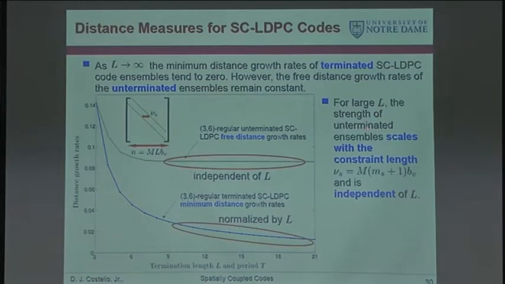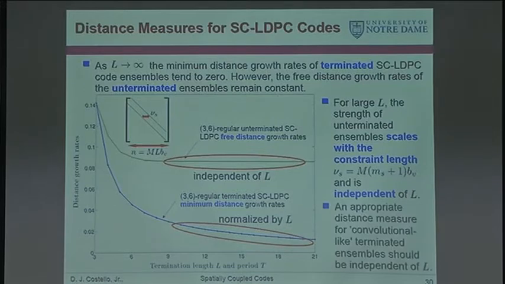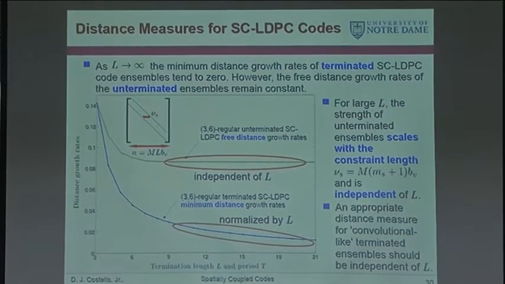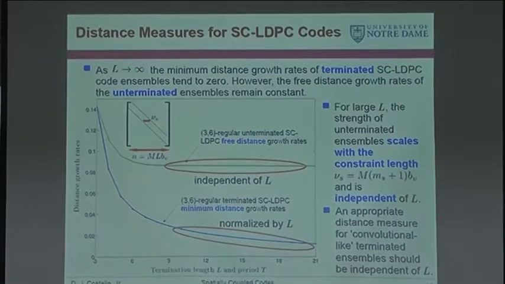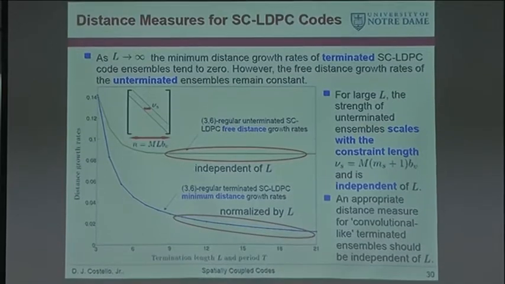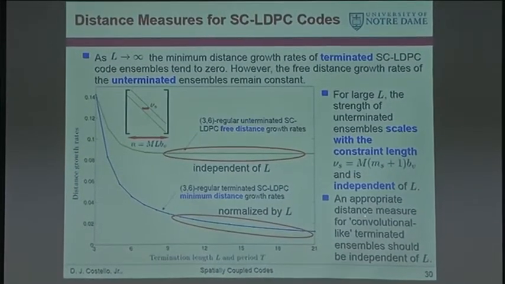So for large L, the strength of these unterminated ensembles scales with the constraint length. It's independent of L. So the strength of these codes depends on the constraint length, not on L. So a better measure of the strength of these codes in terms of distance, which would affect things like error floors, is not so much this minimum distance growth rate that's going to 0 for large L, but it's this free distance growth rate which is staying at a certain level for large L.